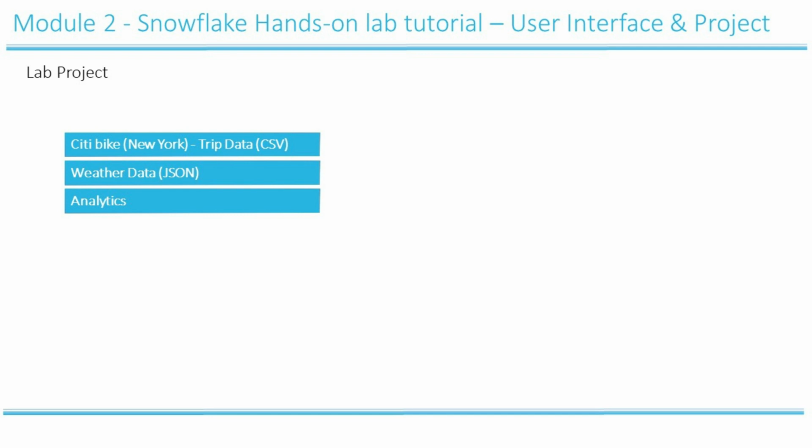Let me brief you on what we will cover in the lab project. We will take the data of City Bike New York, which is trip data in a CSV format, and the data of weather, which is in a JSON format and is semi-structured data. We'll import these two datasets into our databases and perform some analytics. Using these analytics, we will understand how we can serve riders in the best way.